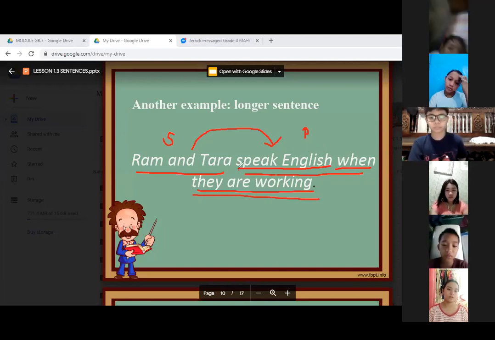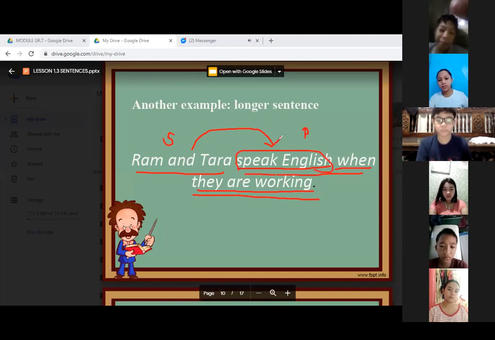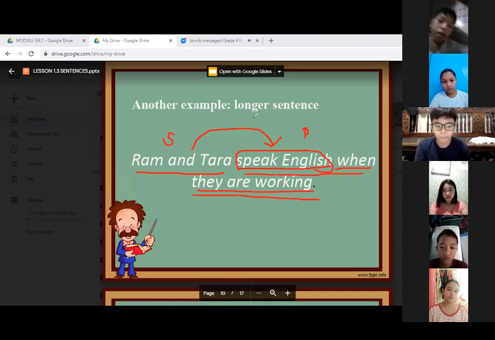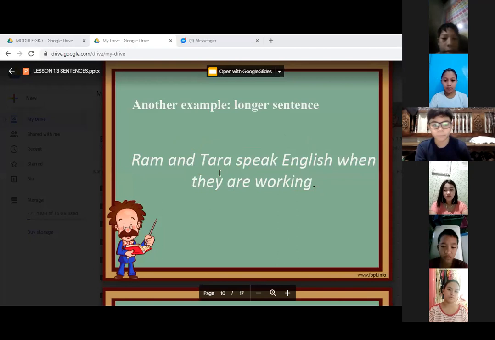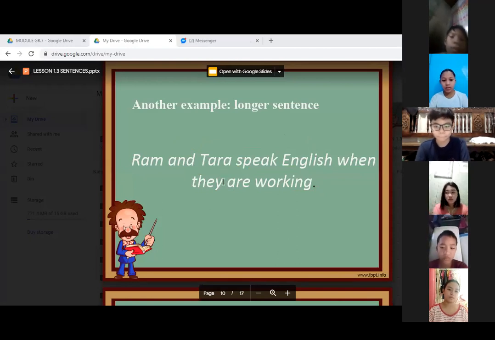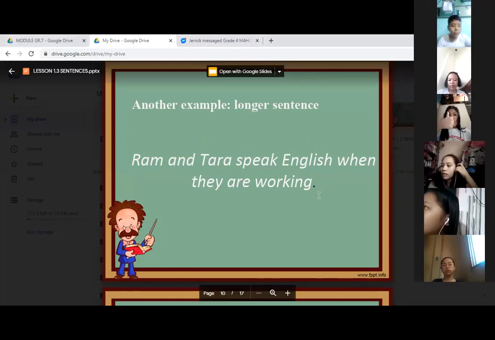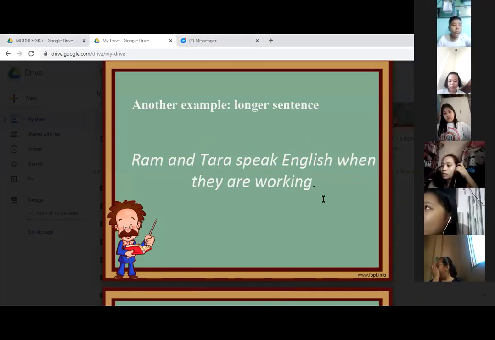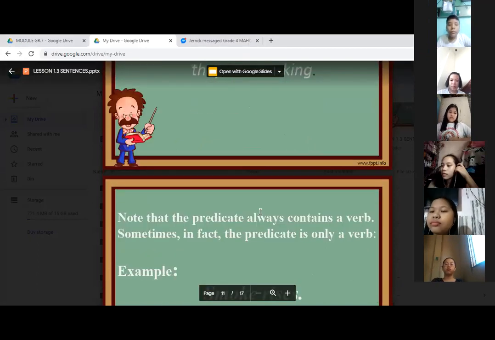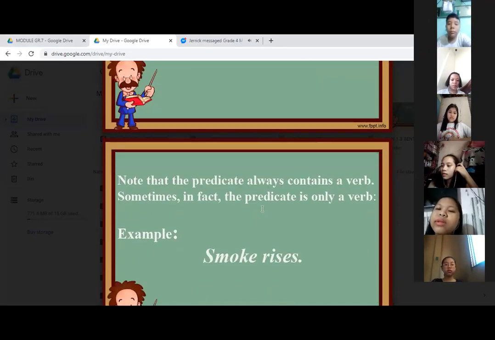Okay, but this will be your simple predicate. So, naiintindihan ba? Maliwanag ba? Kahit ilan pa sila, basta parehas nilang ginagawa yung action, automatically they are called subjects. Okay? So now, note, the predicate always contains a verb.